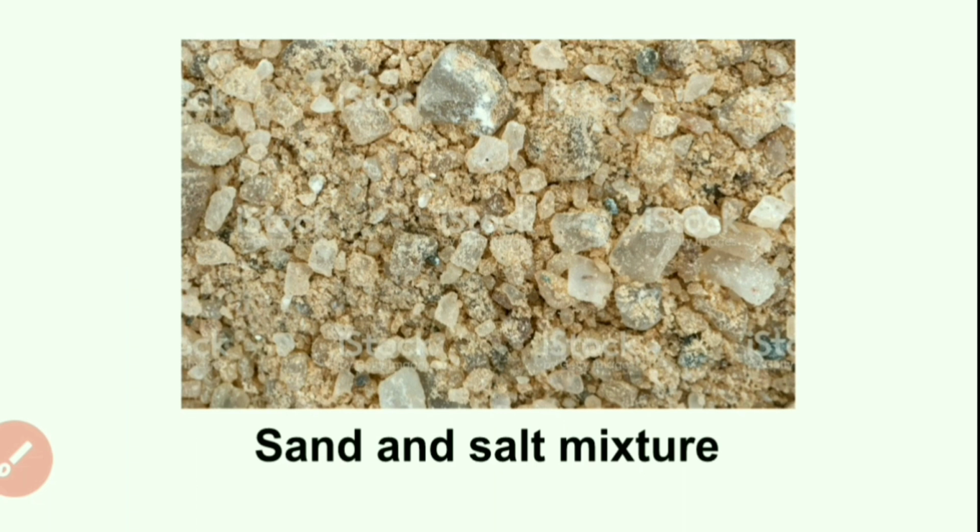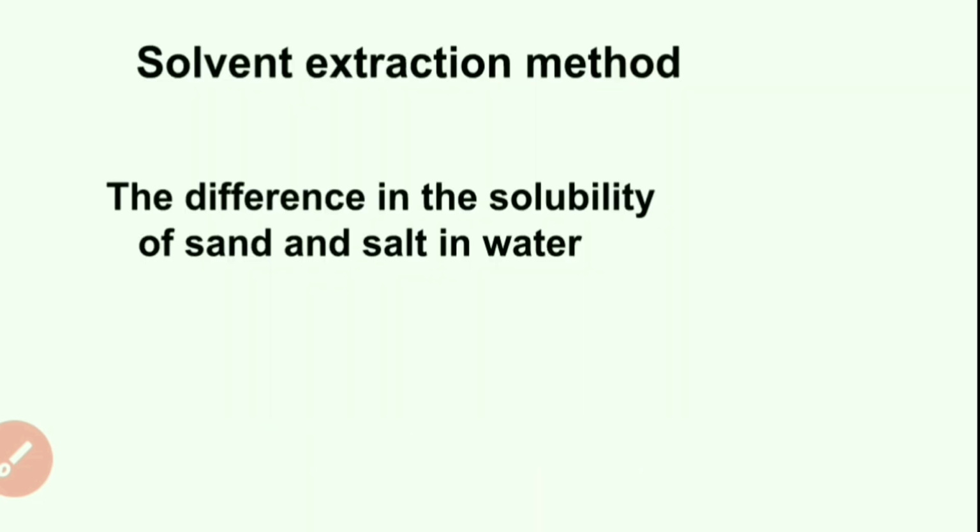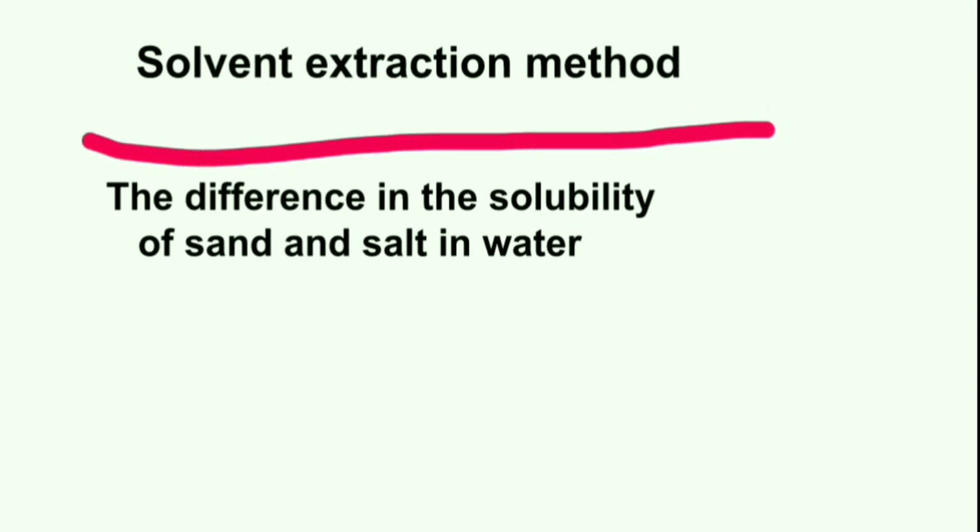Now there is a picture of a sand and salt mixture. You are very well aware of sand and salt and their properties. Can you think of any process which we can use to separate this mixture? Try to think. What we basically do is we use the difference in the solubility of sand and salt in water as a principle to separate it. And this method is known as the solvent extraction method.